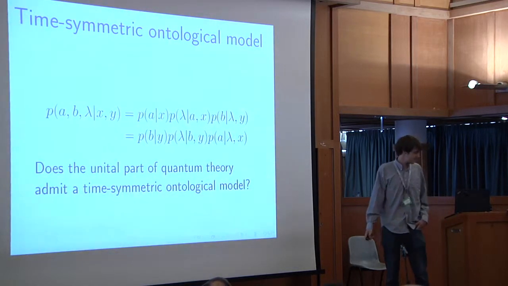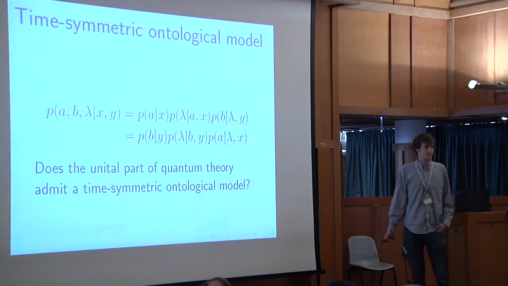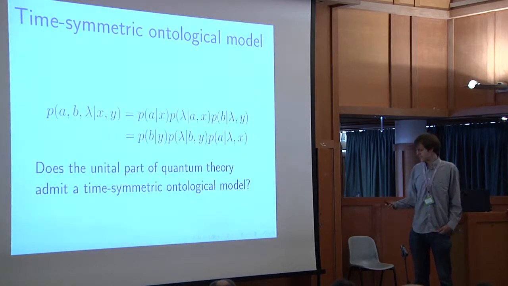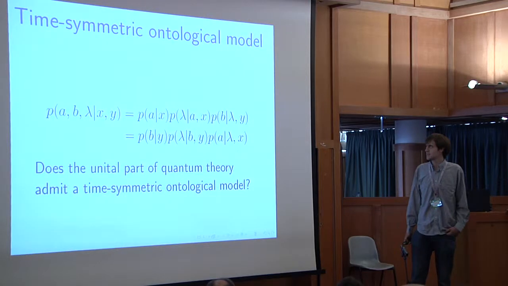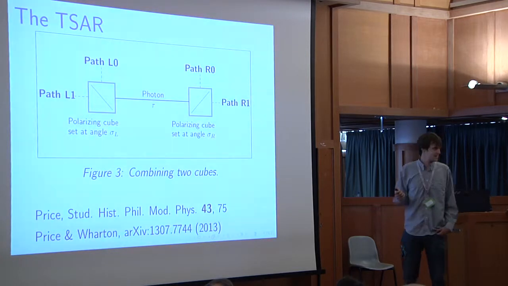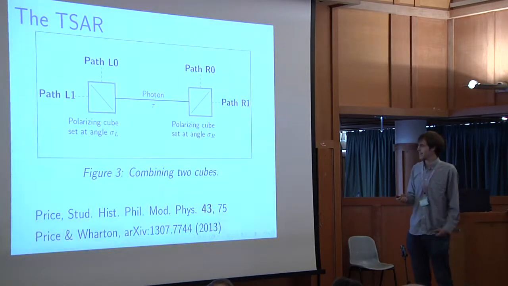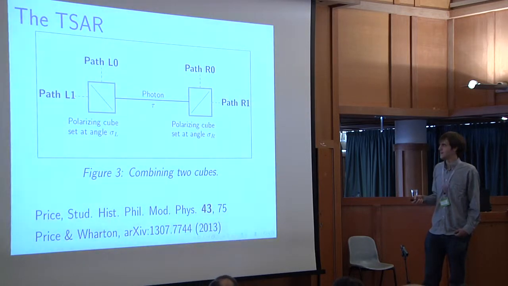So now we've set up this definition. The obvious question is, does this universal part of quantum theory, this one where the only preparations we can do are decompositions of the maximally mixed state, admit a time-symmetric ontological model or not? And this seems like the sort of question that this time-symmetric argument for retro-causality was supposed to be addressing, okay? So you can find it here, and I learnt it from this nice paper here.